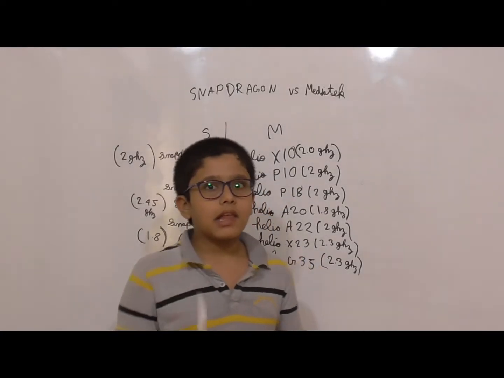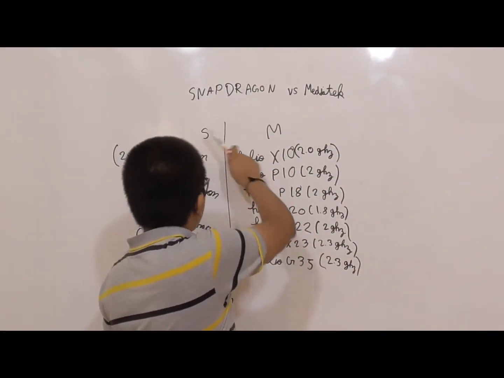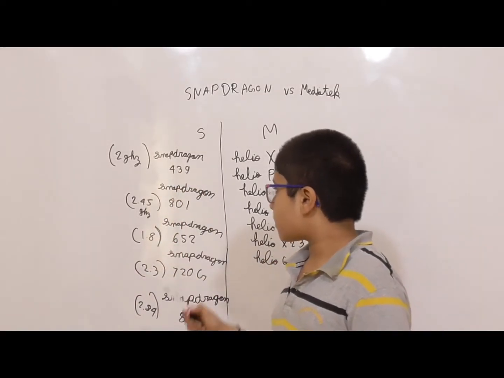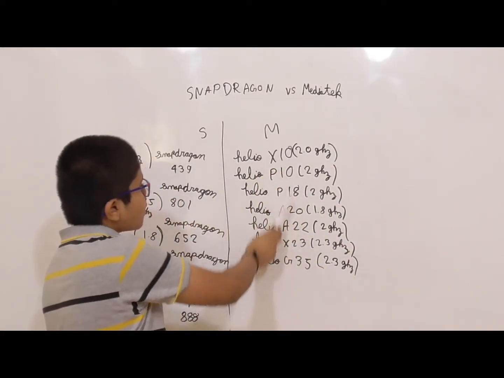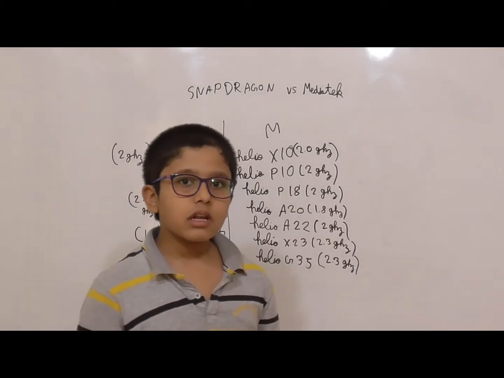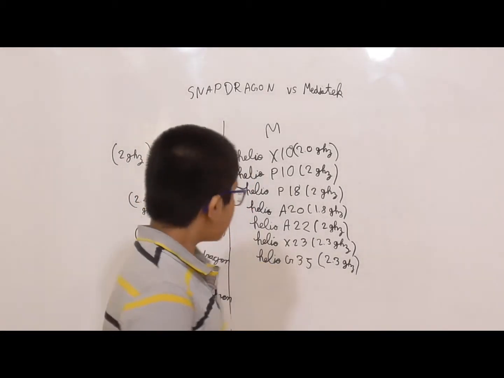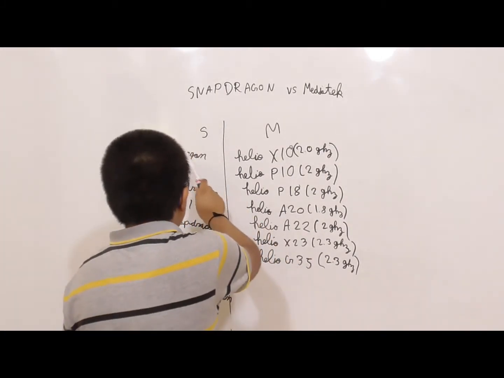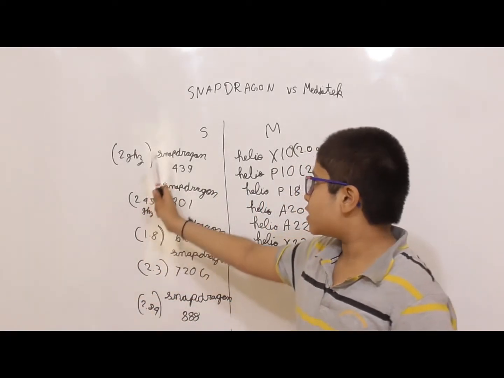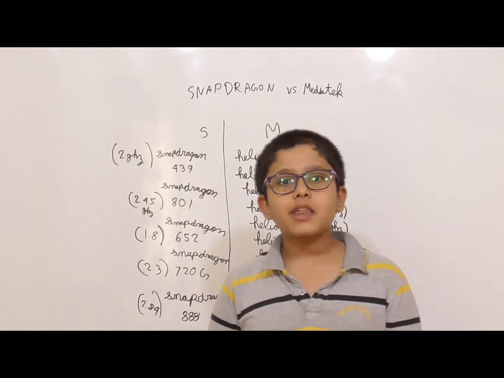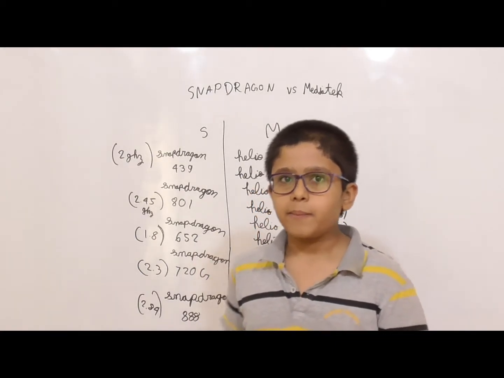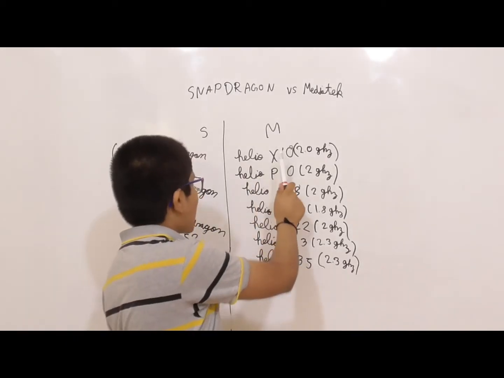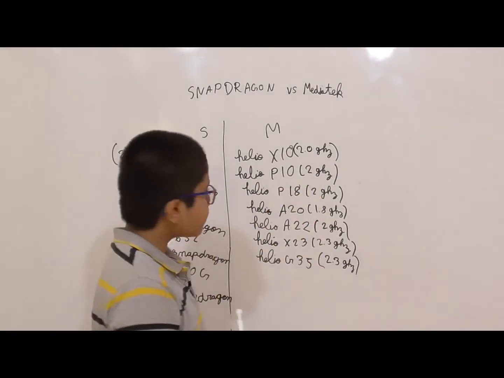So now let's do the CPU comparison between Snapdragon and Mediatek. We have selected these Snapdragon chipsets, and for Mediatek we have selected these chipsets. So let's check the speed and compare them. First, the entry level processor from Snapdragon is Snapdragon 439, which is 2 GHz. Yes, my friends, it is 2 GHz of speed. Now the entry level processor from Mediatek is Helio X10, which is 2 GHz.